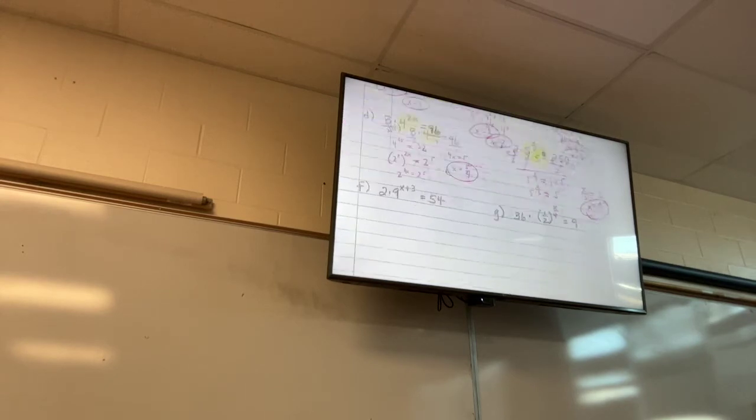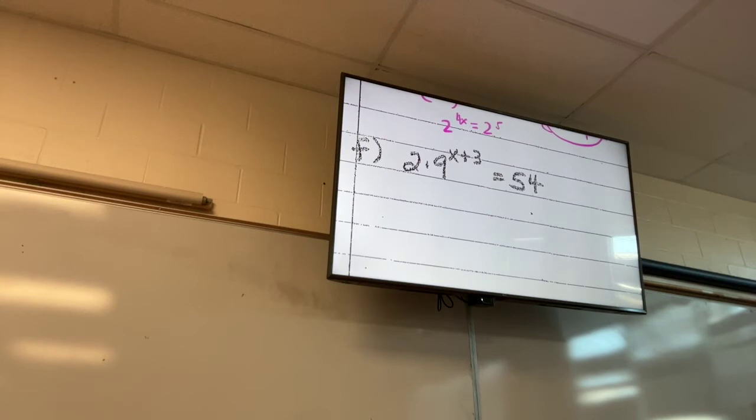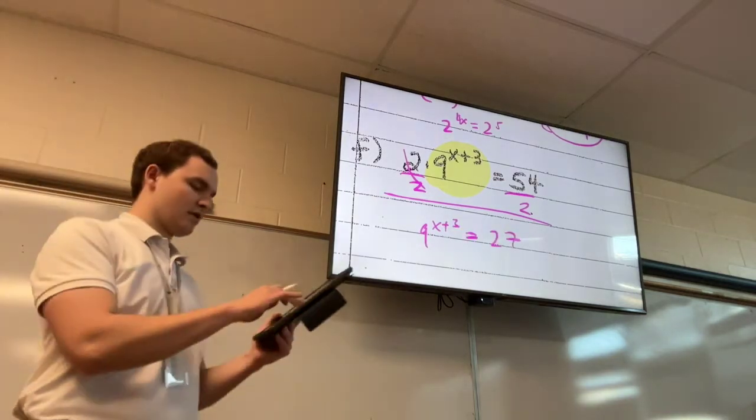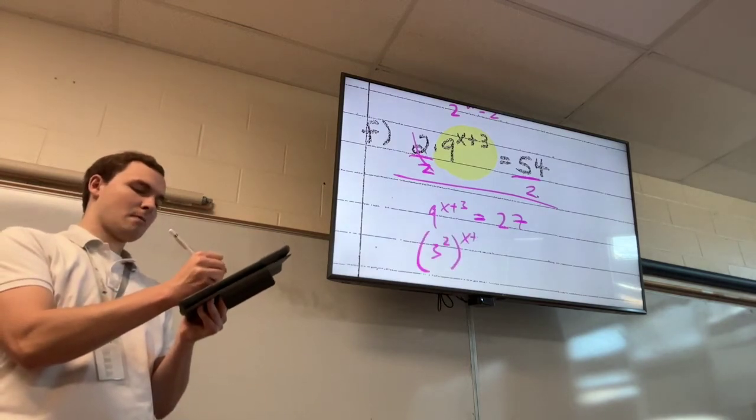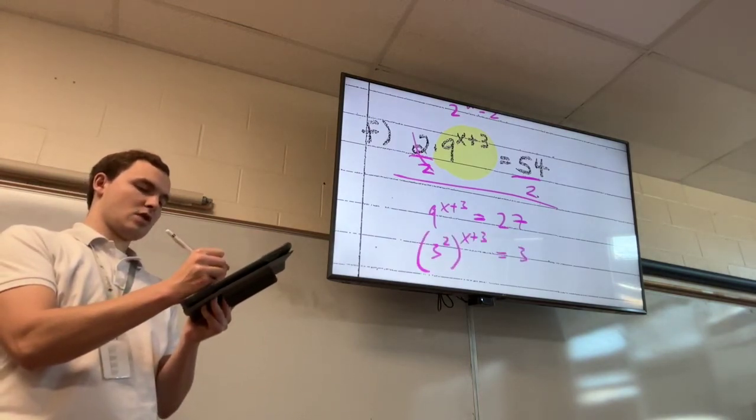Okay, F should be like clockwork at this point. I gotta get what by itself first? Yeah, I gotta get that by itself, so I divide by 2. Okay, 9 and 27 are both powers of what? 3. So we're gonna rewrite 9 as 3 squared to the x plus 3 equals 3 cubed.